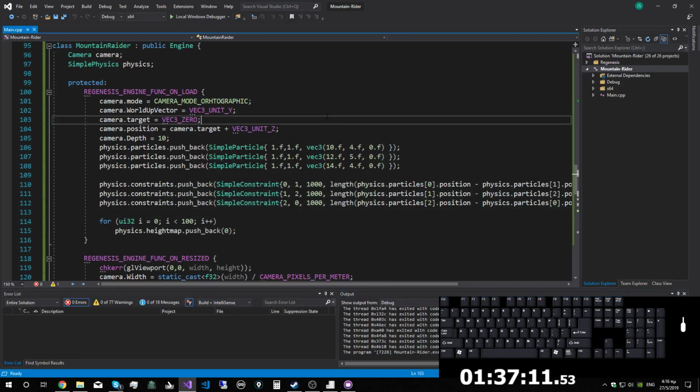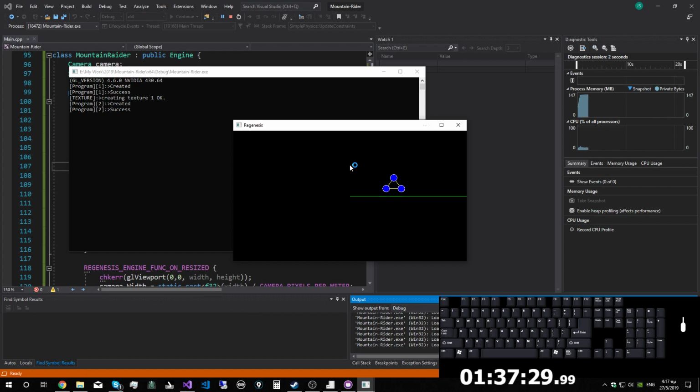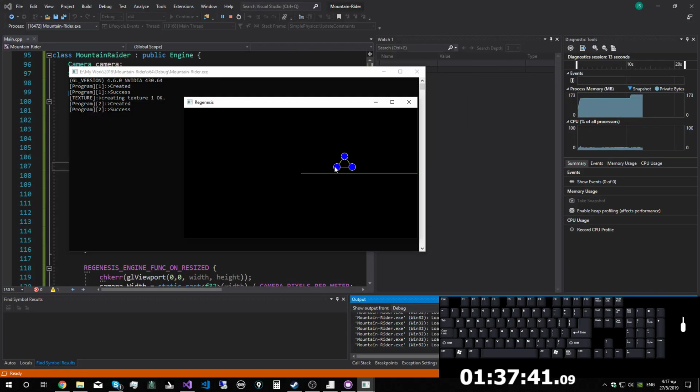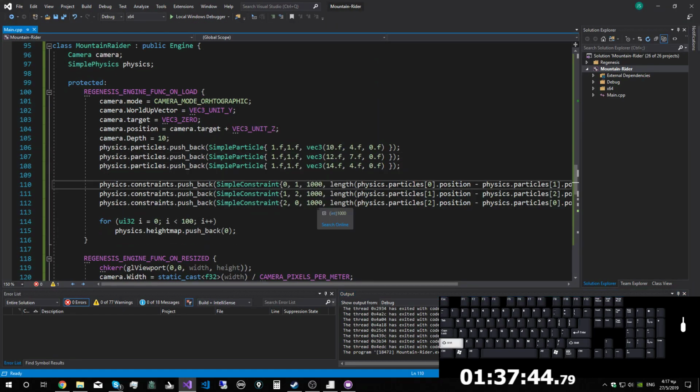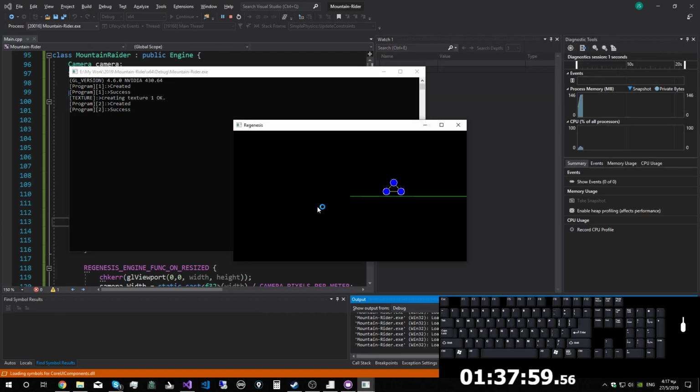Yeah. Now let's move this guy to, let's say, 7 meters up. Yeah. And that is the expected result here. Now, because the springs are too stiff, that's why we have that problem with bouncing.